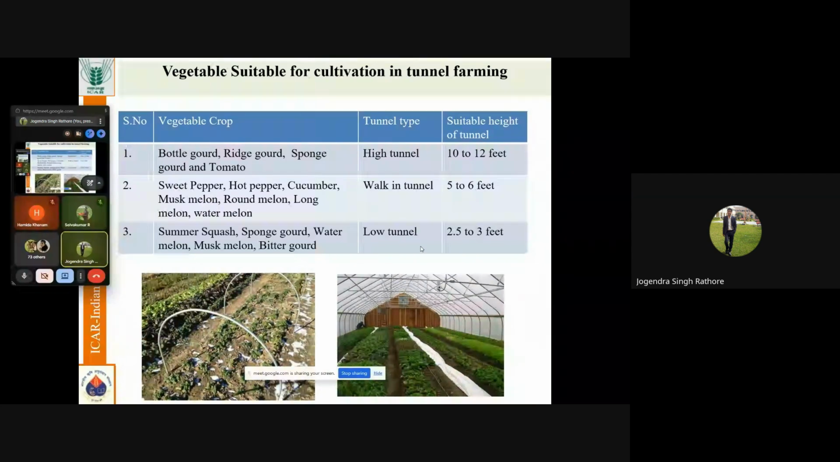Then, which cucurbit vegetables are suitable for cultivation in low tunnel farming? Bottle gourd, ridge gourd, and sponge gourd have higher vine length, so they are suitable for high tunnels. Then cucumber, muskmelon, round melon, and long melon, we can also grow under walk-in tunnels, and summer squash and other cucurbits for the initial stage we can grow under low tunnel technology.